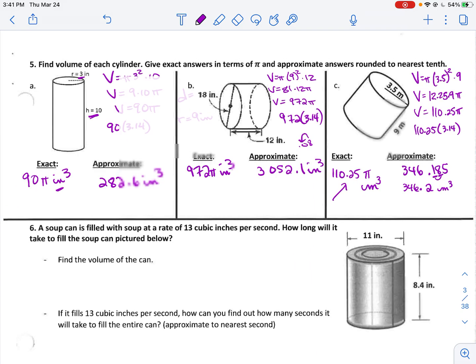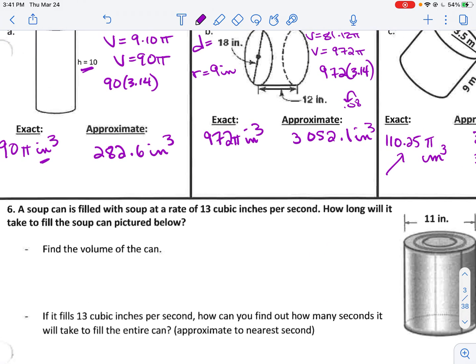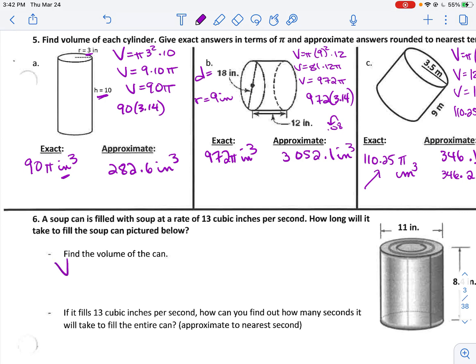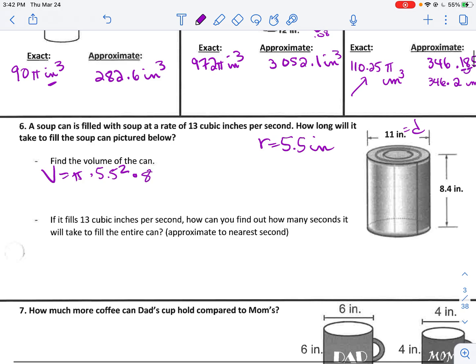Okay, so the next one says a soup can is filled with soup at a rate of 13 cubic inches per second. How long will it take to fill this can of soup that's pictured below? Well, first thing we'd have to do is find the volume. So volume equals, okay, so this is my diameter. So my radius is half of that. So that's 5.5 inches. So pi times 5.5 squared times 8.4.